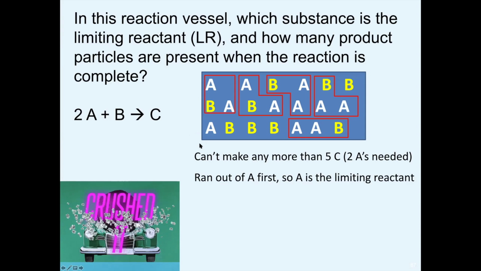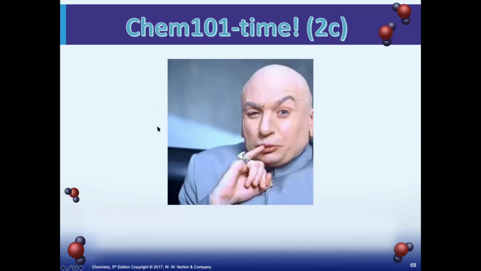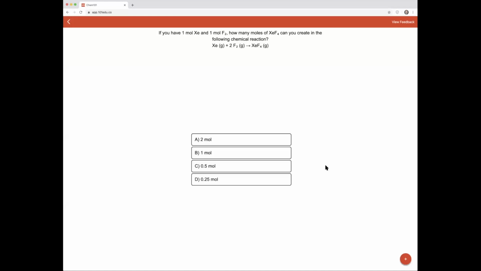Okay, so I think I do have a Chem 101 activity for you, so I'll tab over and let you work on that. Okay, so a couple people got this one wrong, so I do actually want to show you how I would approach this one. Yeah, actually I have to do this one this way. Okay, so here's how I would approach this one.